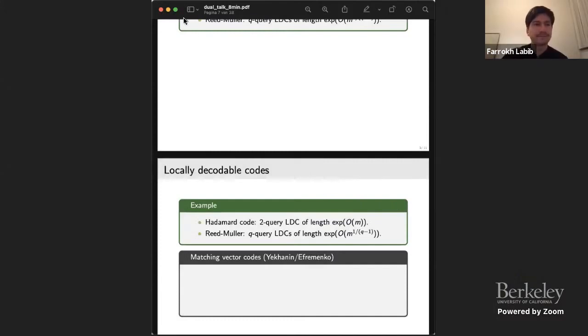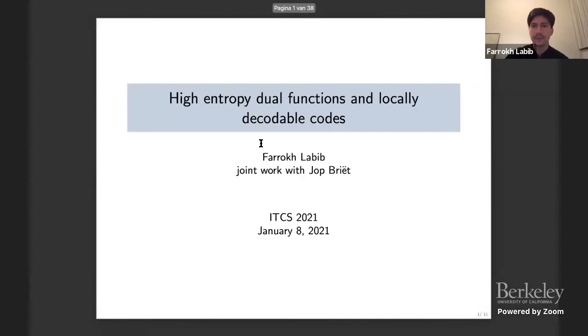Yes. Let me go full screen here. Okay, can you see the slides? I guess yes.